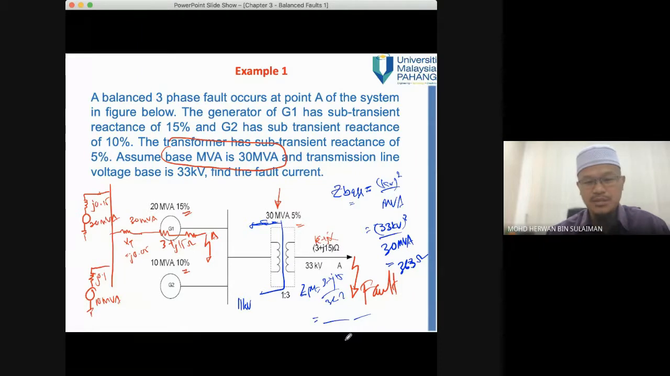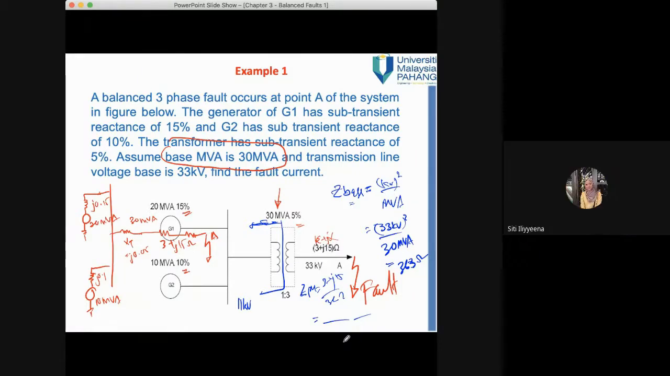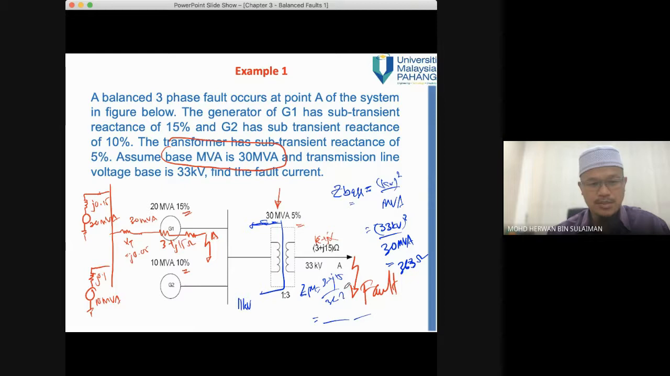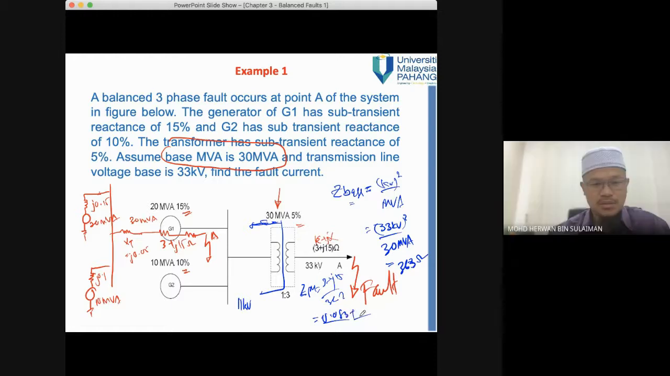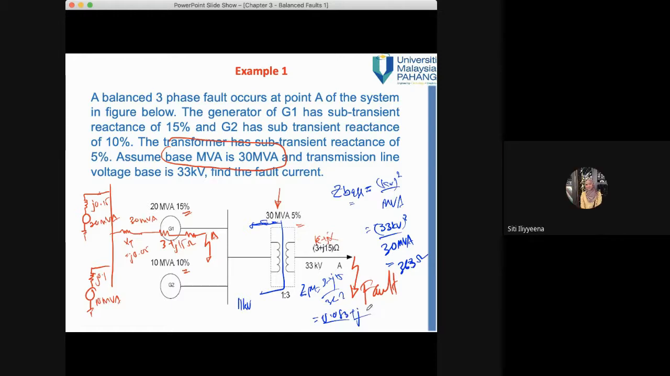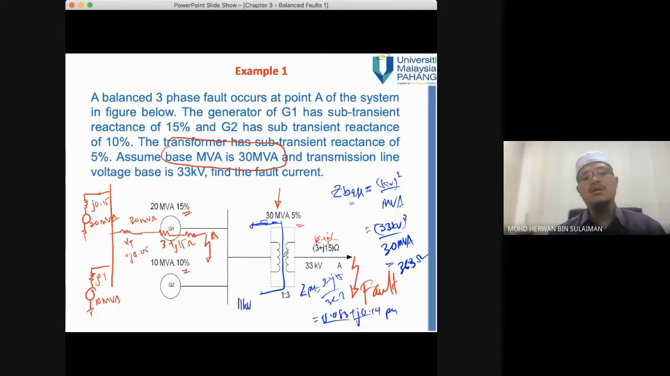Berapa Siti Iliana? 3 tambah 5J tadi kan? Ya, bagi 36.3. Berapa dapat? 0.083. 3 tambah J 0.14. 4 unit. Okay, so dapat dah.